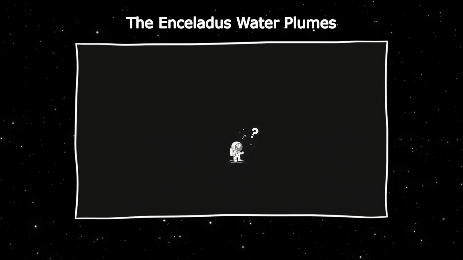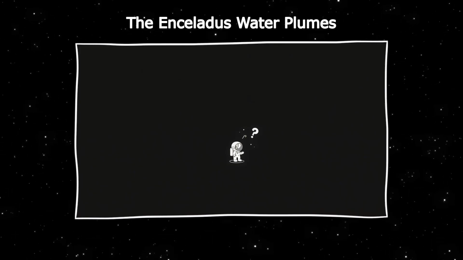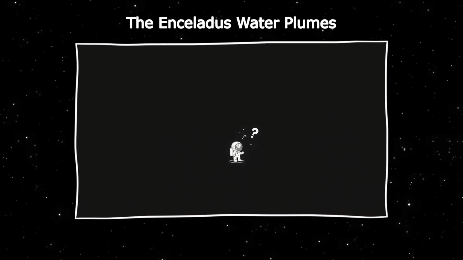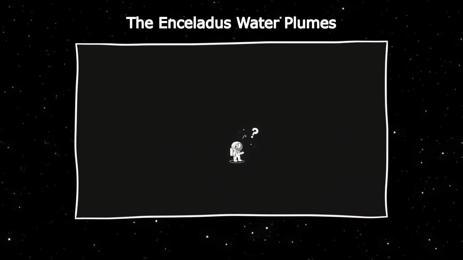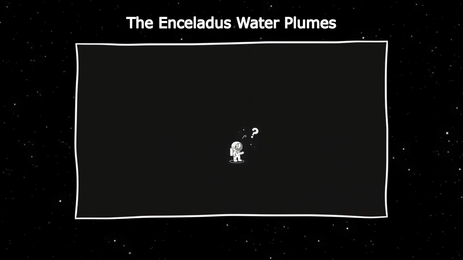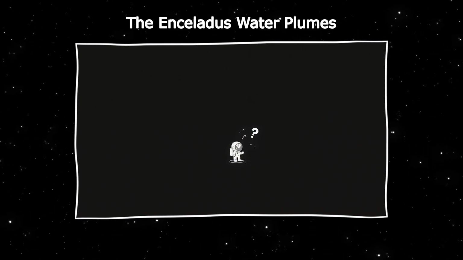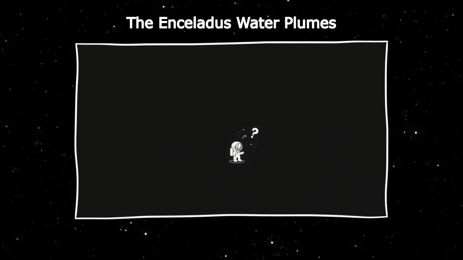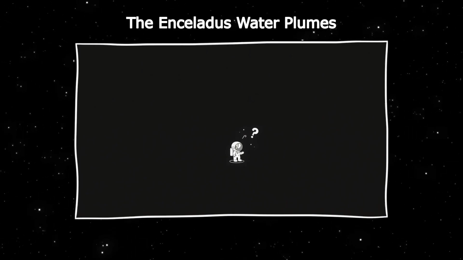Enceladus, one of Saturn's many moons, has captured the interest of scientists and astronomers for years. This icy celestial body is relatively small, measuring about 500 kilometers in diameter, but it holds remarkable secrets beneath its surface. At first glance, Enceladus may appear to be an unremarkable snowball adrift in the solar system, but deeper investigations have revealed astounding phenomena, particularly water plumes that shoot from its south pole.